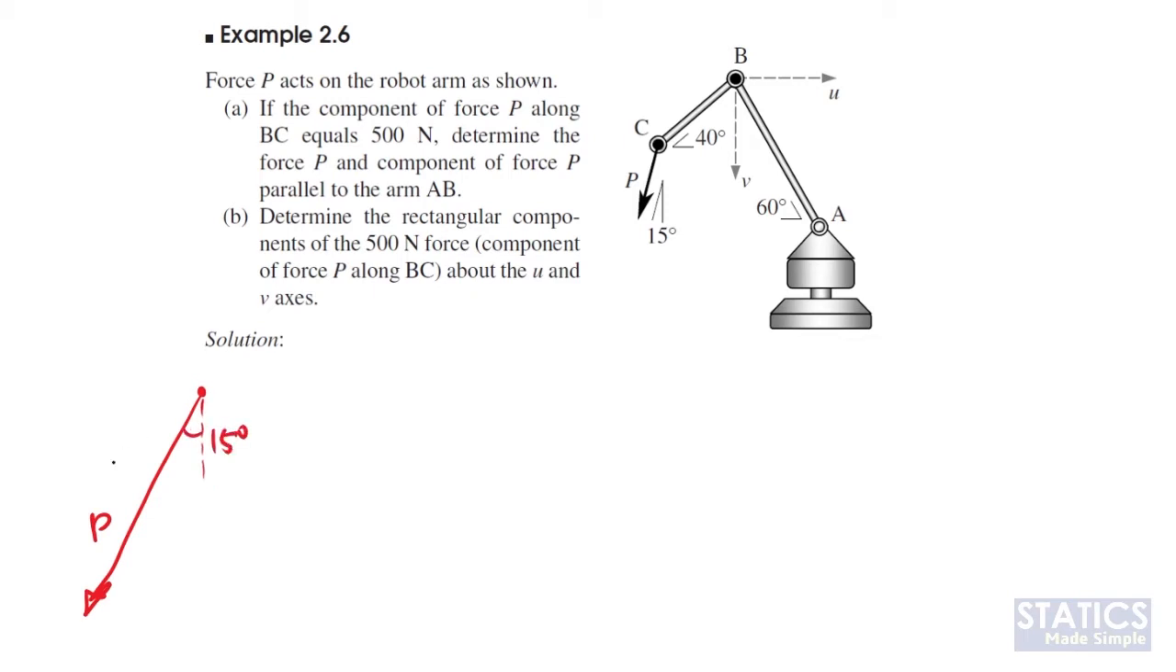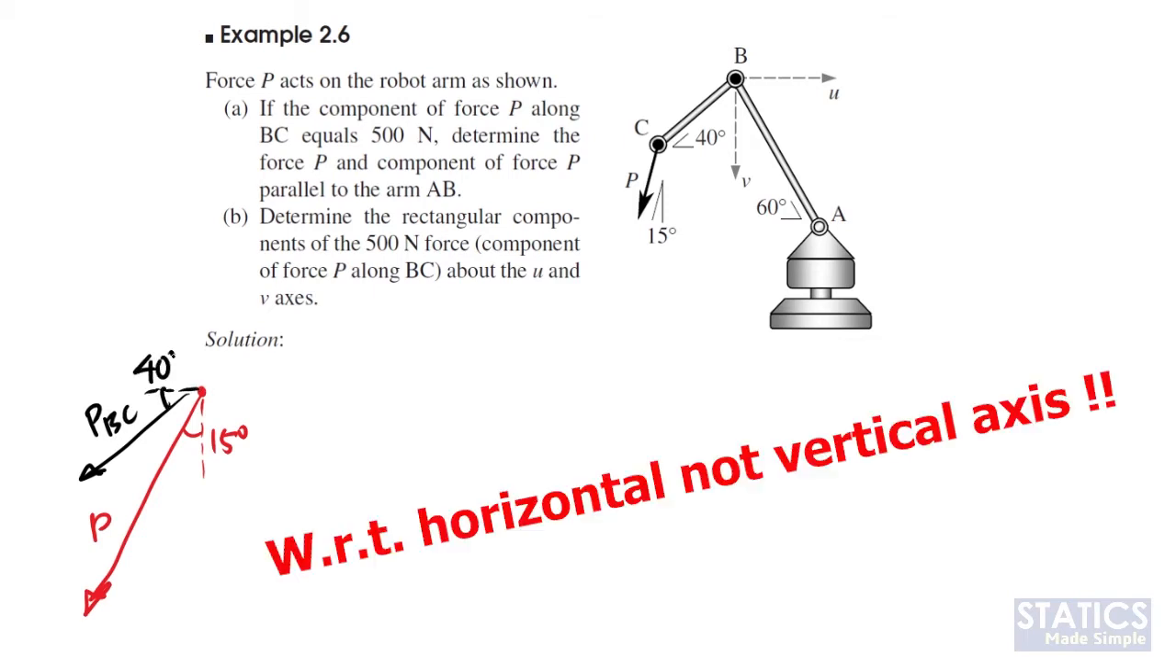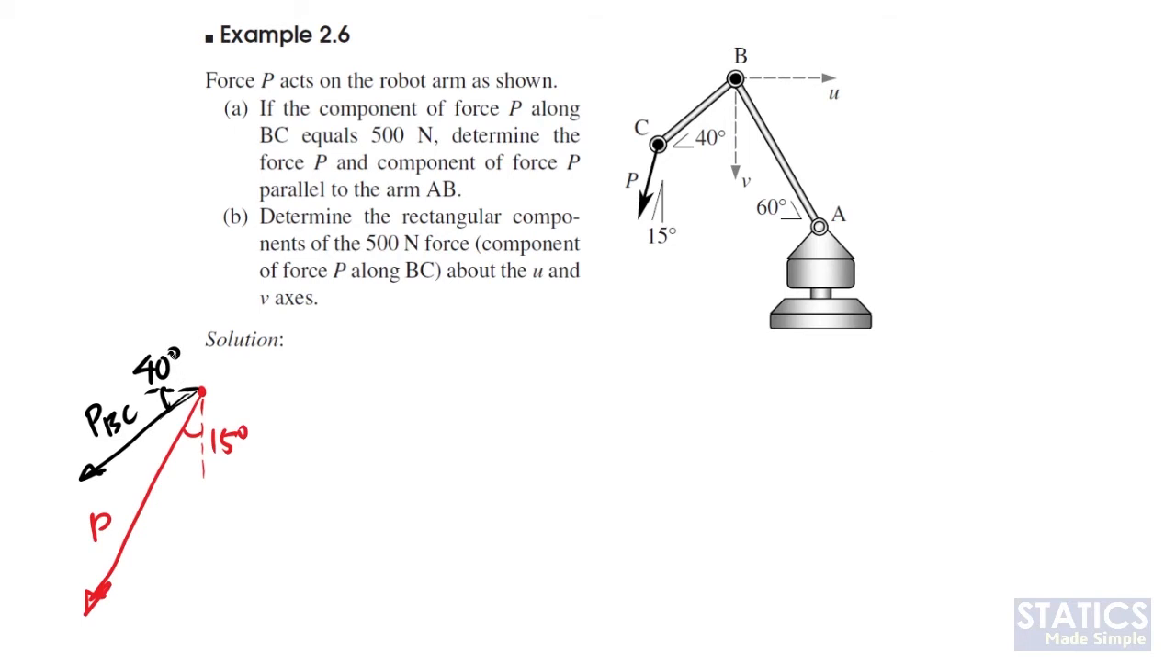We know that P has a component along BC, or a component that is parallel with BC, and this component is called PBC. The angle of PBC is given, which is 40 degrees with respect to vertical axis. Another component of P is parallel to member BA. We call this component of P as PBA. The angle of PBA is 60 degrees with respect to horizontal axis.